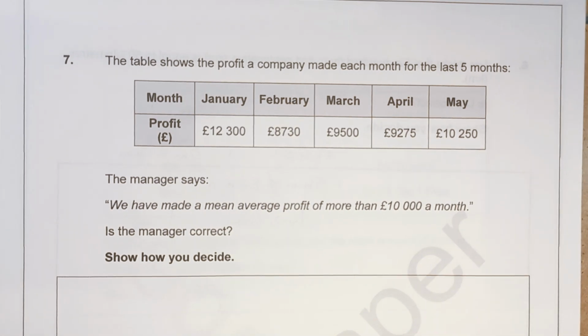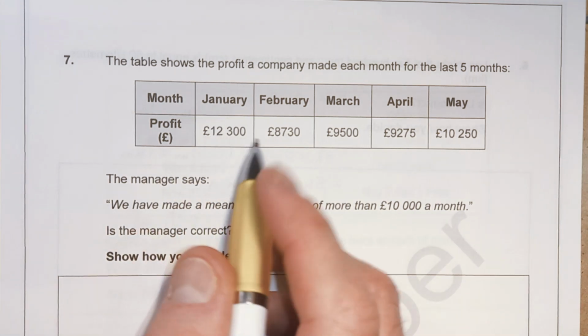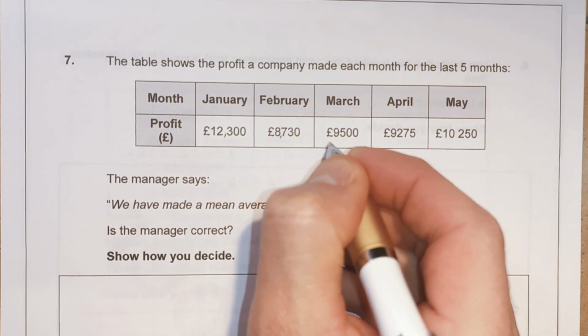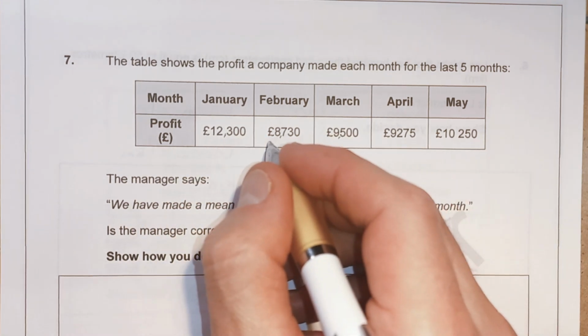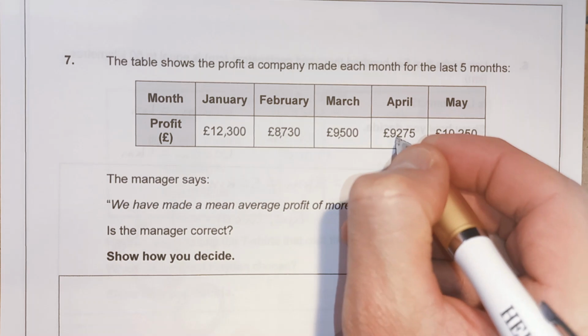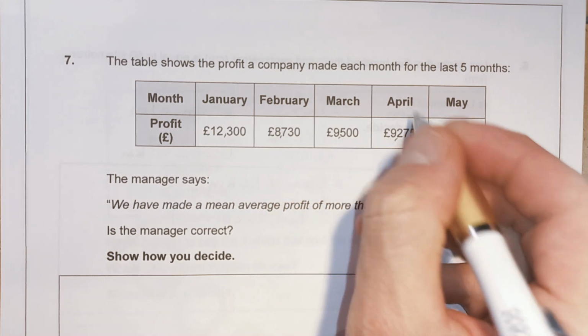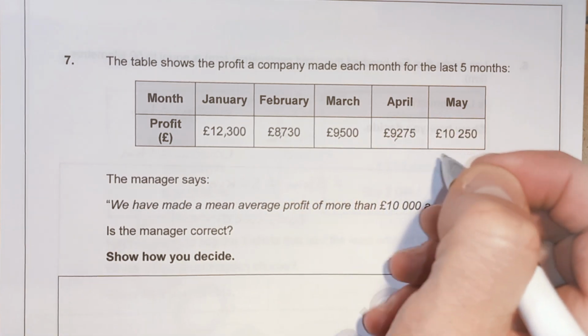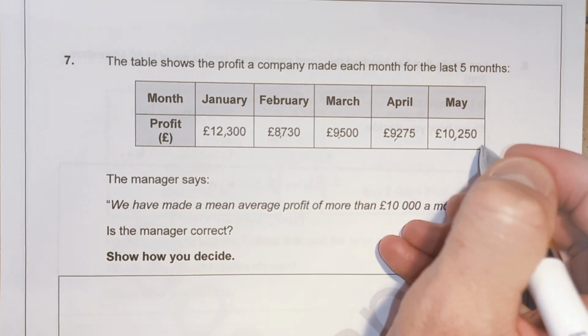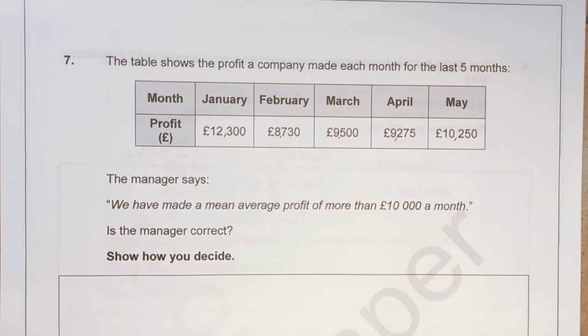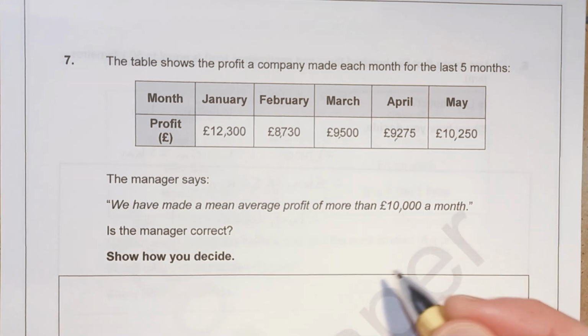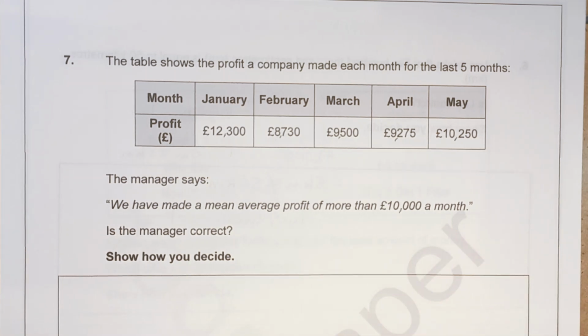Question 7. The table shows the profit a company made each month for the last 5 months. So in January they made, I'm going to put my commas in to make it easier to read, £12,300, February £8,730, March £9,500, April £9,275, and in May they made £10,250. The manager says, we have made a mean average profit of more than £10,000 a month. Is the manager correct? Show how you decide.